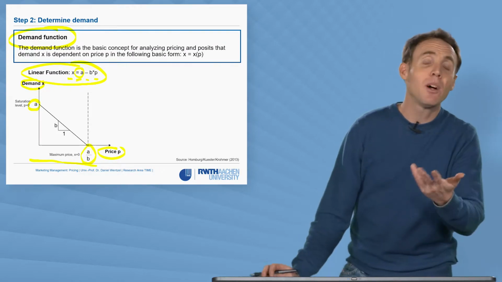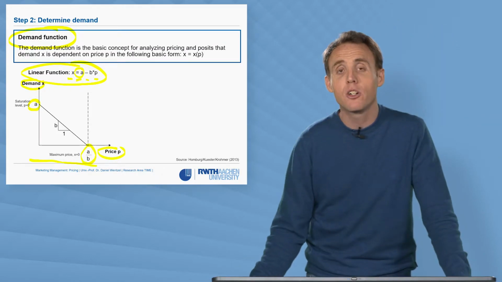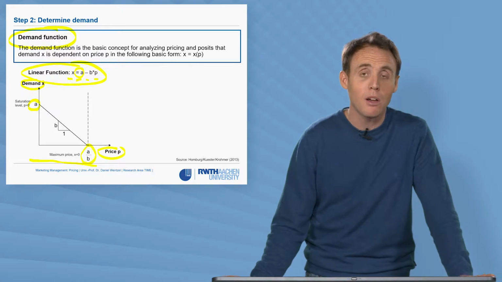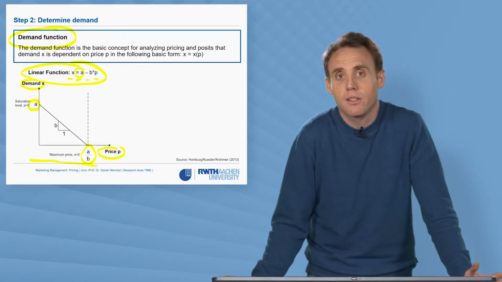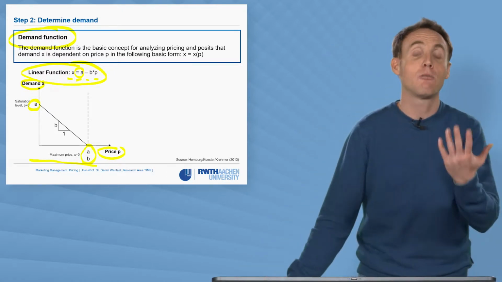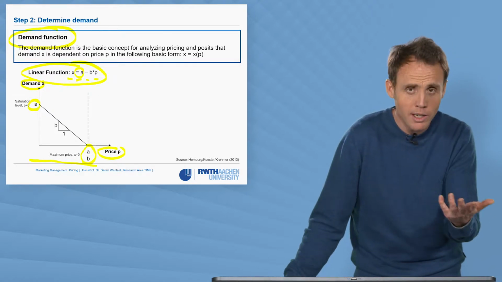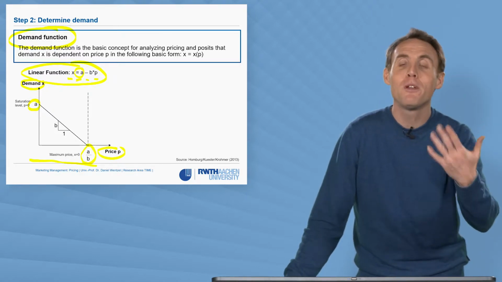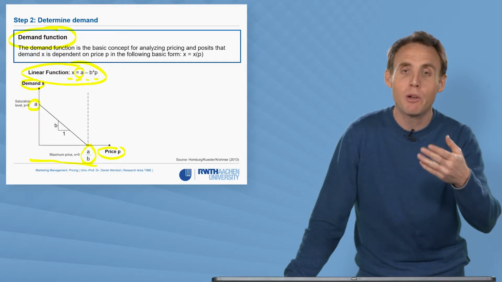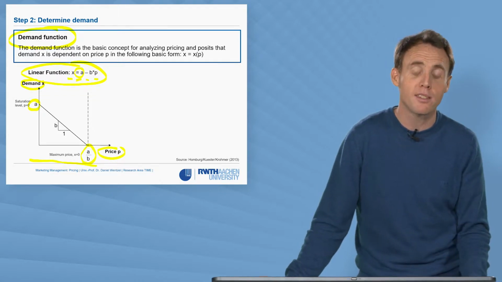Of course, you could say, well, this is too simple, right? Linear functions are easy to calculate with. That's why we love them. But they're not realistic. Especially the fact that there's some kind of saturation level, that's absurd, right? More people wanting your product if you give it away for free, so maybe that's a more plausible assumption.